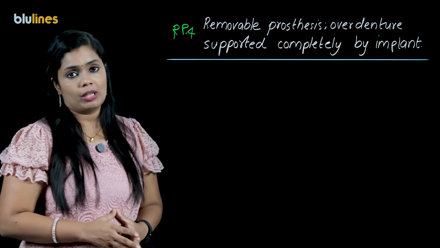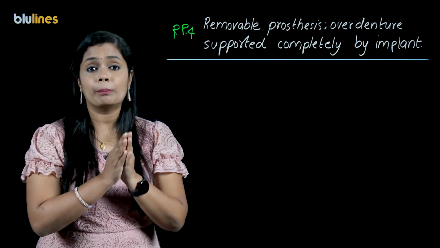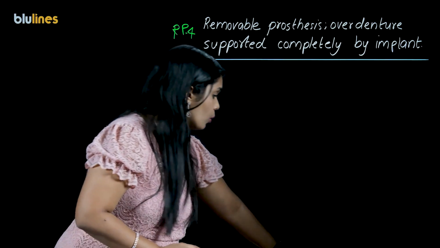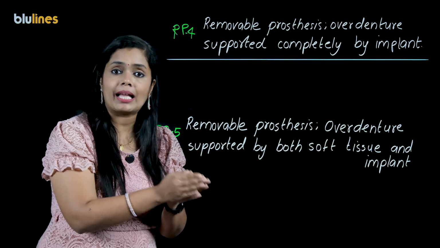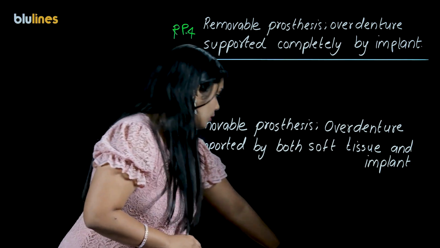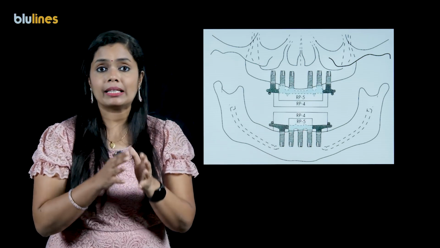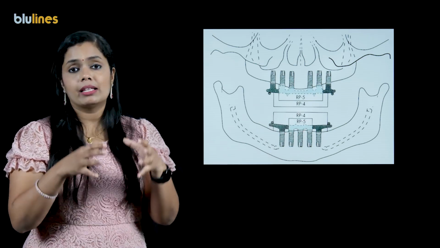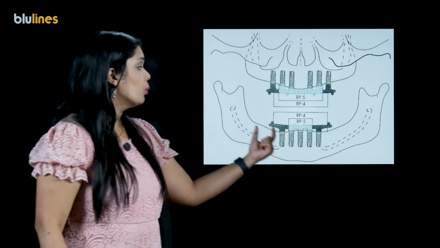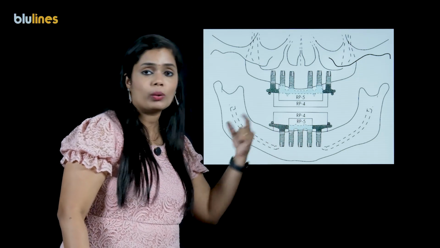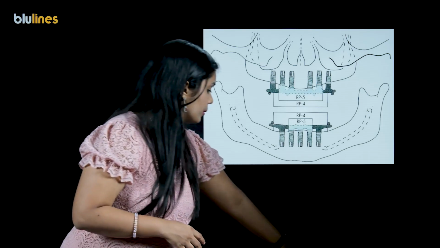Next is RP4. RP4 means it is a removable prosthesis and it is an overdenture which is completely supported by implants. Whereas RP5 means it is an overdenture which is supported both by implants as well as soft tissues. So, this is RP4 and RP5. In RP4, it is completely supported only by the implants. That is, it requires 4 or 5 implants. Whereas in RP5, it requires only 2 implants and it is implant as well as soft tissue supported.